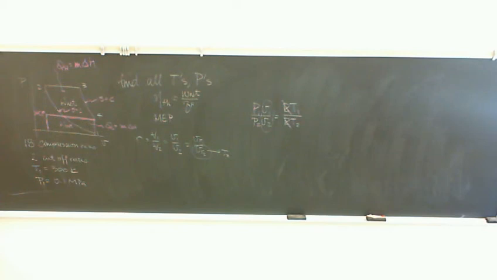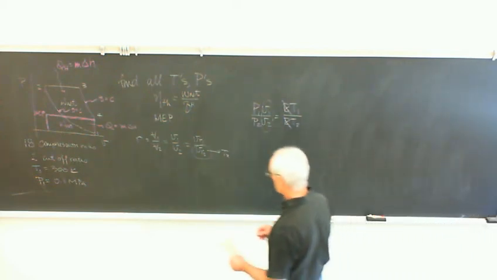Anybody get T3? T4? Yeah. 700. 700. So fairly large, but it's not bigger than T3. Like 1800. It's not bigger. Yeah, it can't be. Because if you remember the TS diagram.